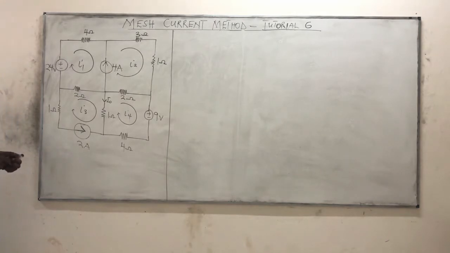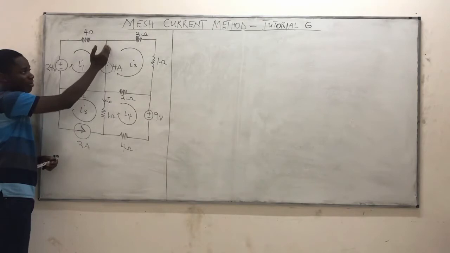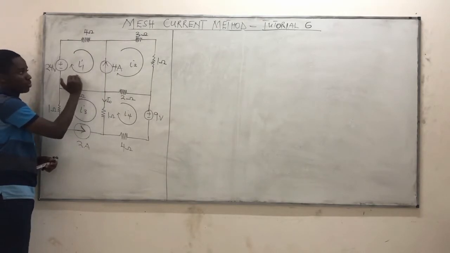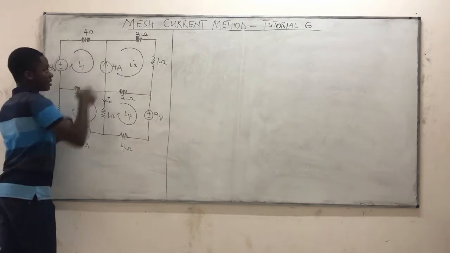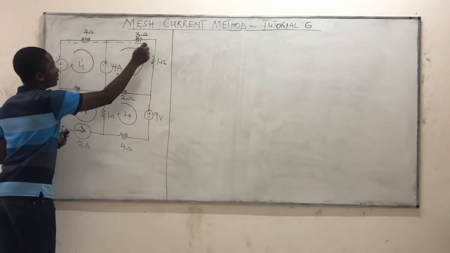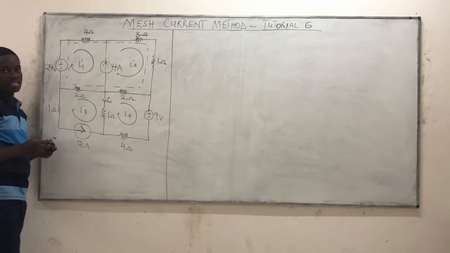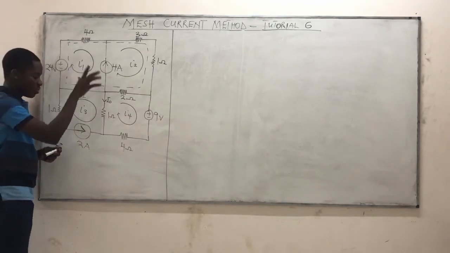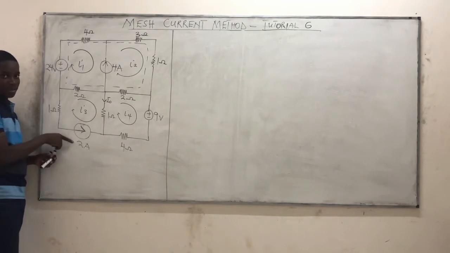Now you can see where the super mesh is occurring. It is occurring in these 2 meshes, because we have a current source lying between mesh 1 and mesh 2. So we treat the whole of this as a super mesh, then write our KVL in it. We have another current source here, but it is not lying between 2 meshes, so there is no super mesh occurring here.